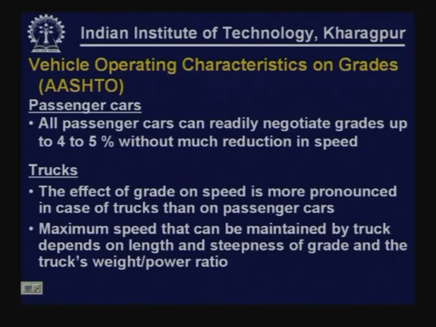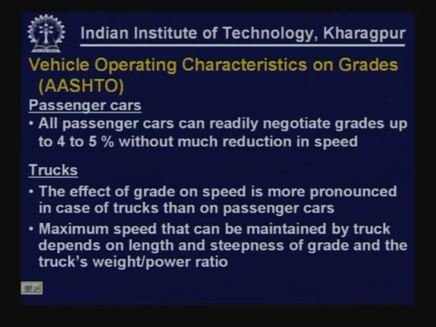The AASHTO recommendation about grade, what should be the maximum or minimum grade, is based on vehicle operating characteristics on grades. It is observed that almost all passenger cars can readily negotiate grades up to 4 to 5% without much reduction in speed. That means, if the grade is up to 4 or 5%, it is generally acceptable to cars.